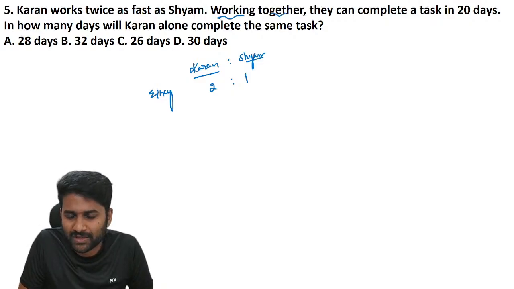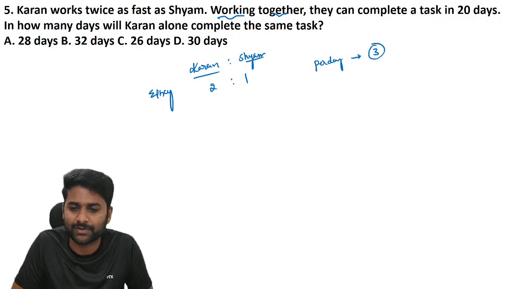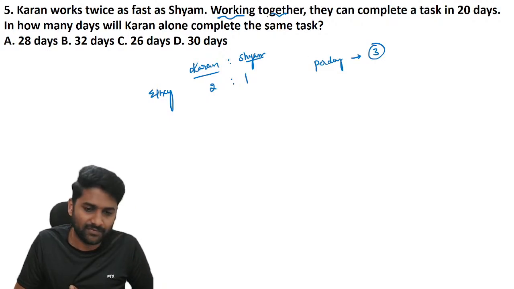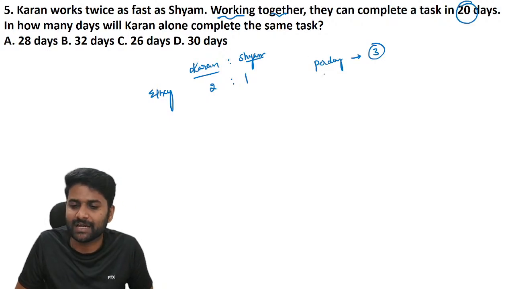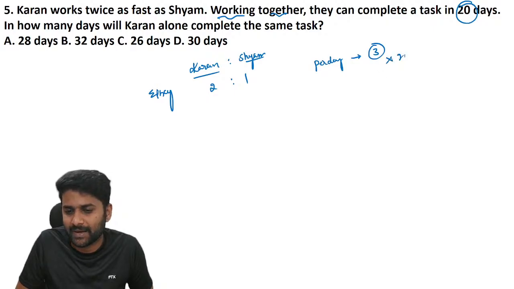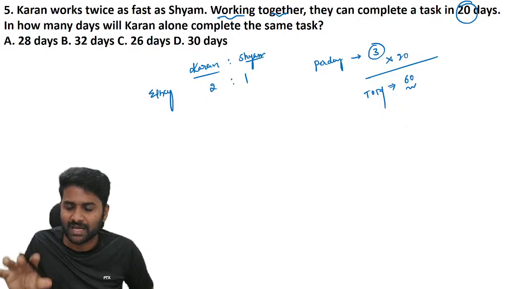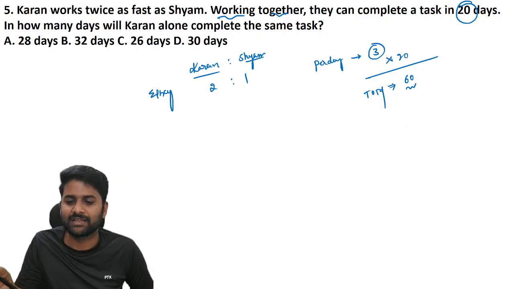If they work together per day, they complete 3 units. So 2 plus 1. And they clearly mention that working together, they complete the task in 20 days. So per day is 3 units, then the total number of units is equal to 60. Each day they complete 3 units, they work for 20 days, and the total number of units is 60.